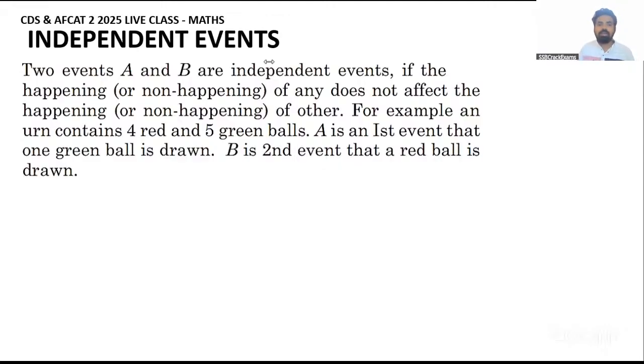For example, there are 4 red and 5 green balls. A is the first event that one green ball is drawn, and B is the second event that a red ball is drawn. Whenever a green ball is drawn, it does not affect whether the second ball drawn will be red or not. So it will not affect the certainty of the happening of the second event. Once we do the questions, you will get more clarity on the definition of independent events.